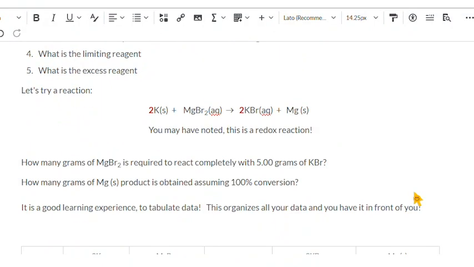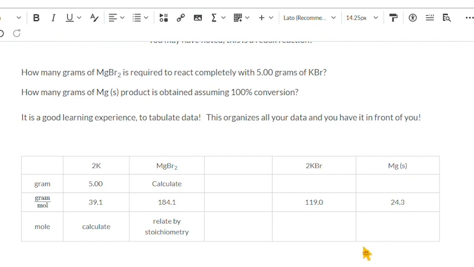Okay, so now let's take a look at one of the first questions, is that we want to know how much of a reagent is going to react with another reagent. In this case, we're going to find the grams of magnesium bromide required to react completely with 5 grams of potassium bromide. Now I set this up in a table like this, and what I want to show you is how to fill this table up properly.